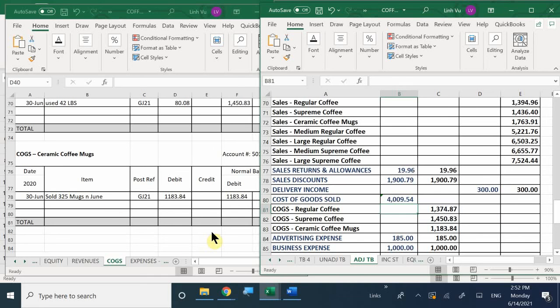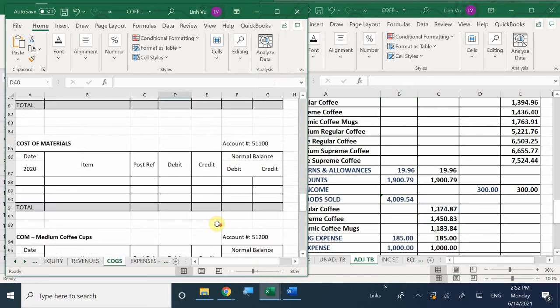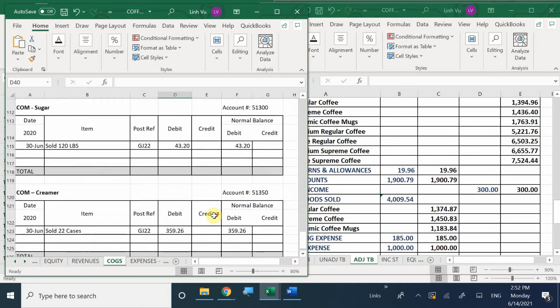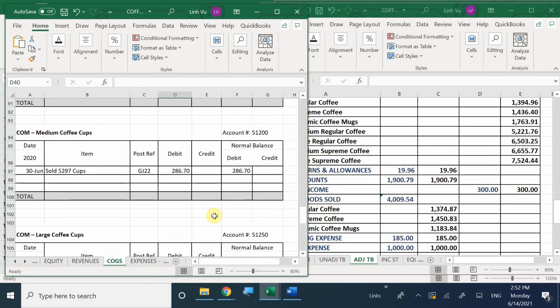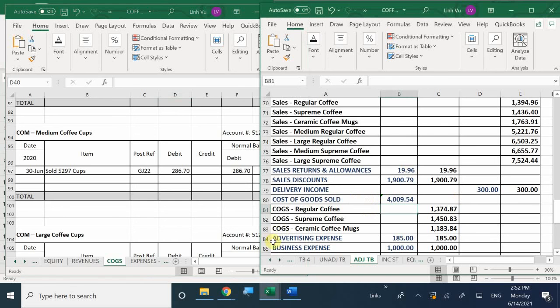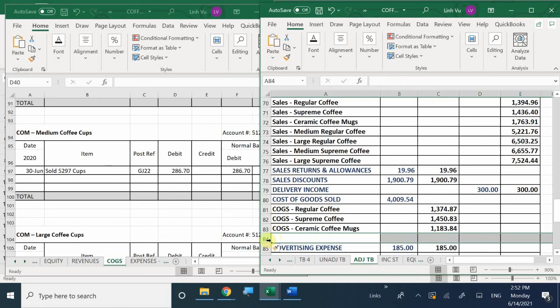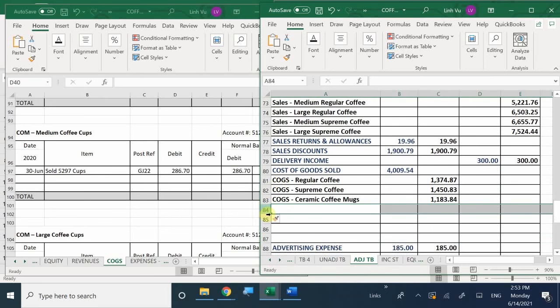All right, so that's the cost of goods sold, right? I've also mentioned we calculated the cost of materials, because we used the coffee cups, the sugar, and the creamer. So in this case, I need to add 5 accounts: one for the main cost of materials, and then 4 sub accounts for the cost of materials for each of the items here.